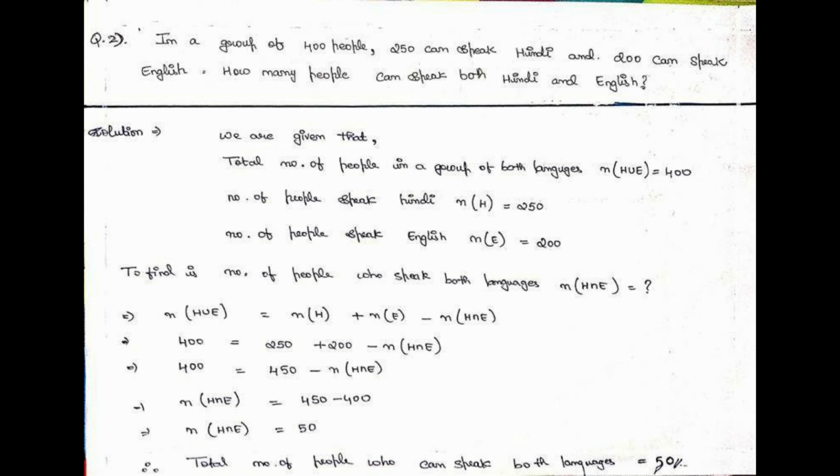We are given that the total number of people in the group, who speak either language, is n of H union E equals 400. The number of people who speak Hindi, that is n of H, equals 250. The number of people who speak English, n of E, is 200.